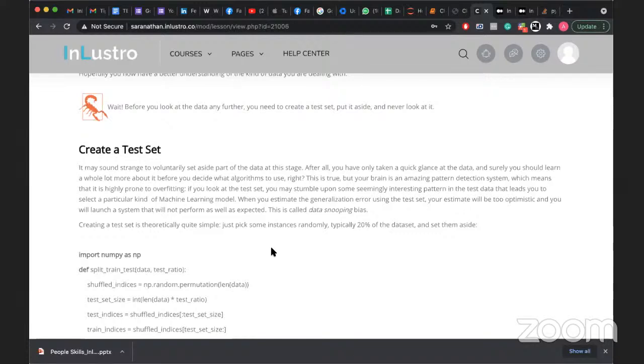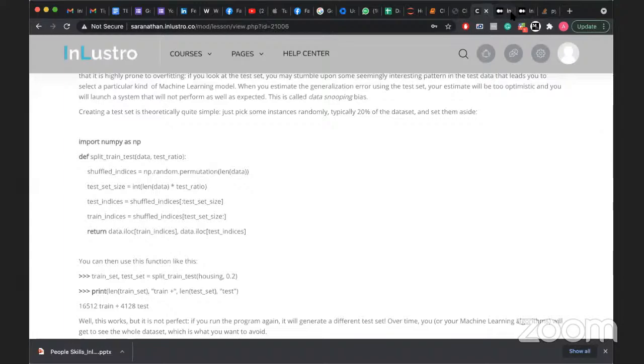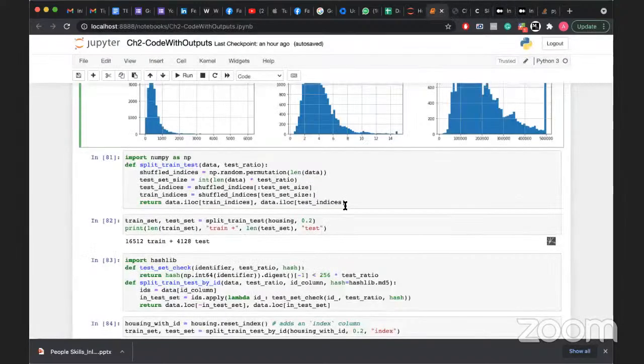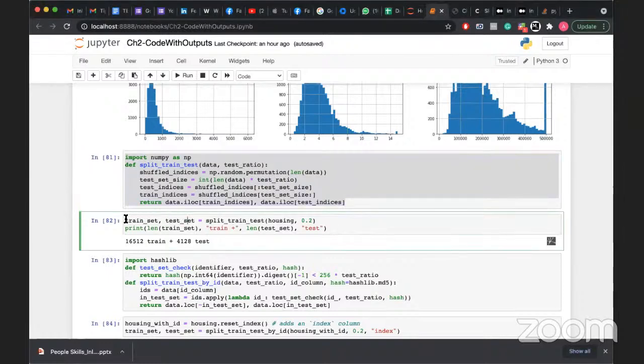So creating a test set is very simple. You just pick some instances randomly, typically 20% of the data set, and set them aside. That's what we're going to do here. Coming back to our code, let's execute this to pick the test set. I'm going to paste this code in the chat. Execute this and split into the training and the test set. Tell me how many members are there in the training set and how many in the test set. Please paste your outputs once you execute this.